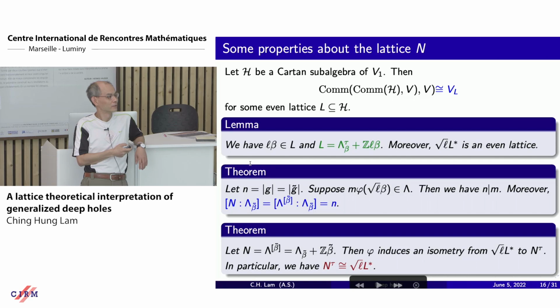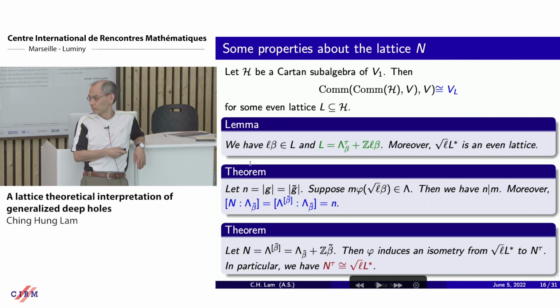Now, here is one of the key things. If I start with n, then I get this. And this is important. Because tau will fix beta and also the beta tilde, tau will act on n also. This is one of the key things. If I use this phi, which is my L duality map, they show you the n tau will be isomorphic to square root of L star.